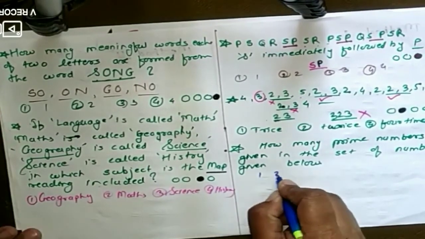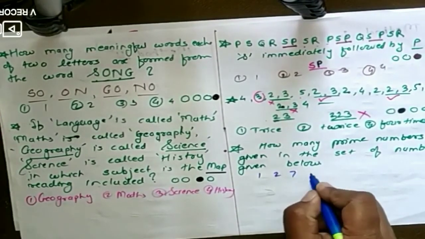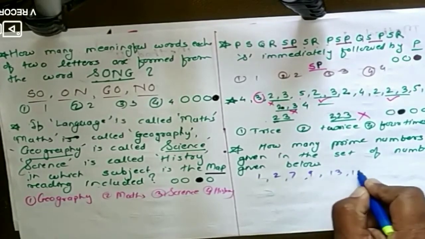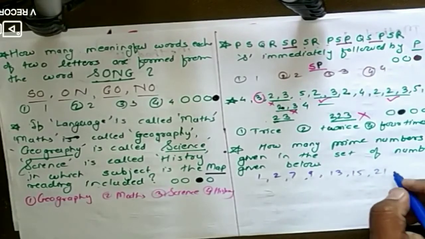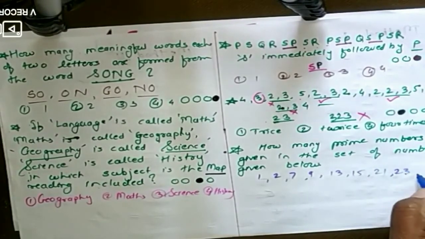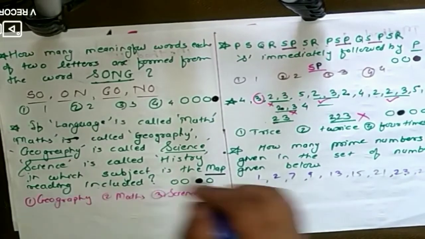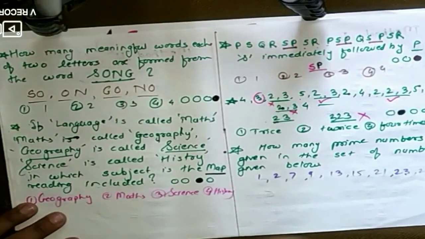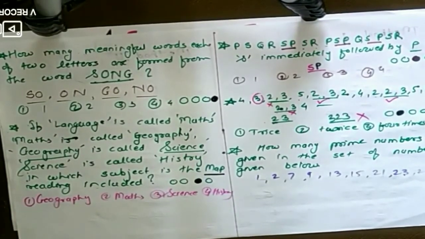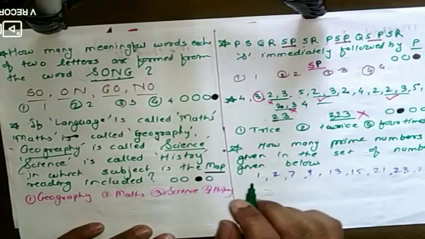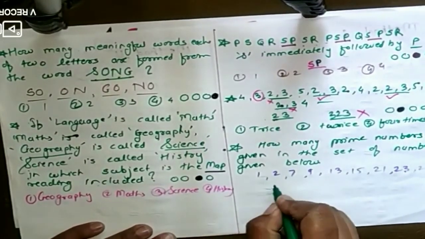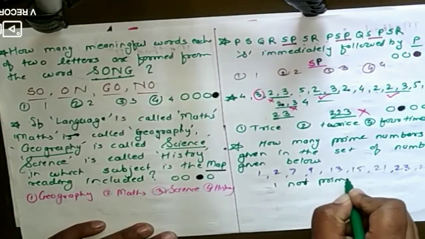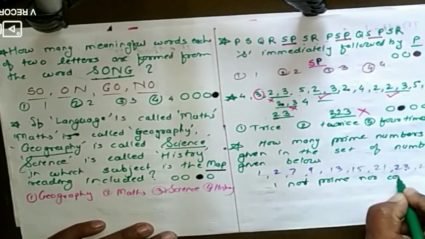So first of all we will write the numbers here. The numbers are 1, 2, 7, 9, then 13, 15, 21, 23, 27, and lastly 29. So this is the number series. In this number series, how many prime numbers are given in the set of numbers below? First of all, you must know that 1 is neither prime nor composite.